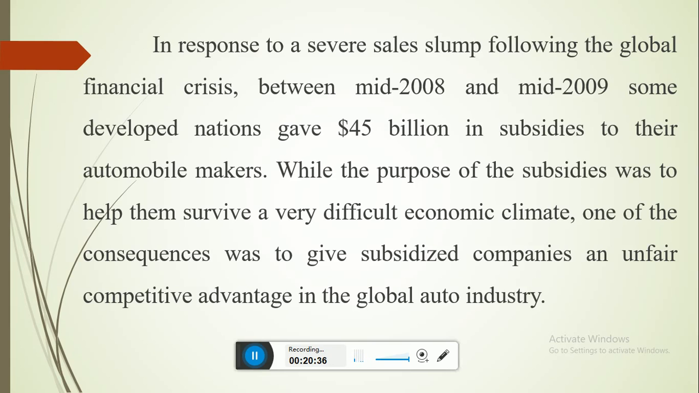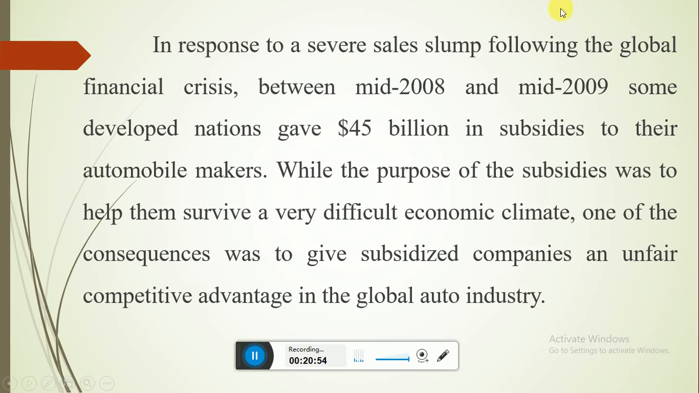So that's another type of support that the government can give. So you find these issues.